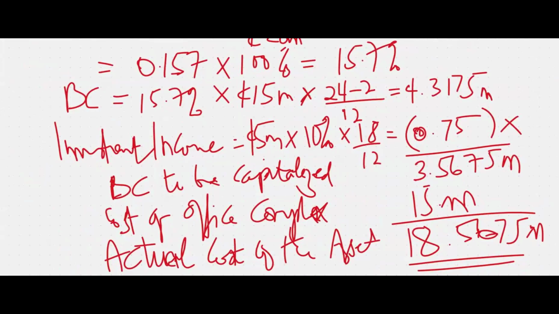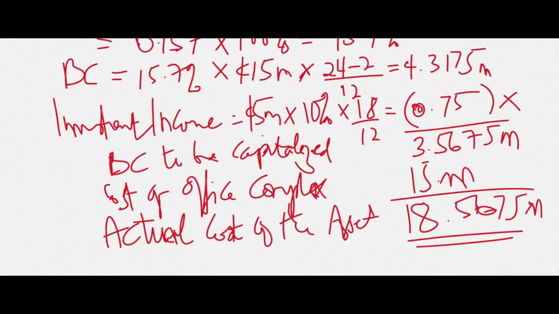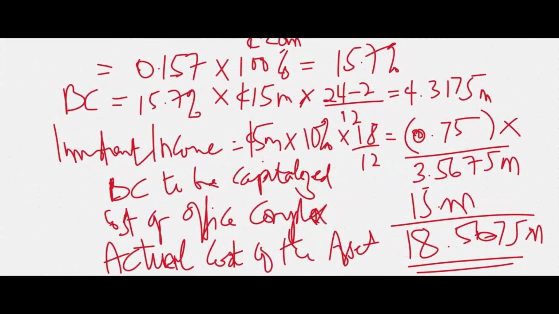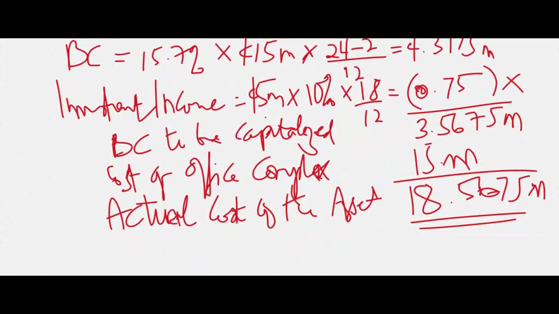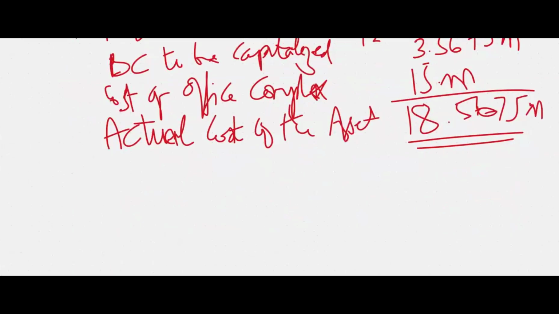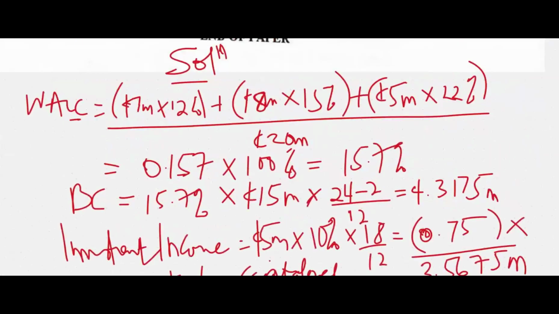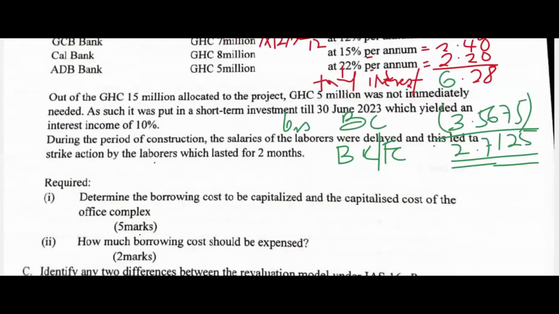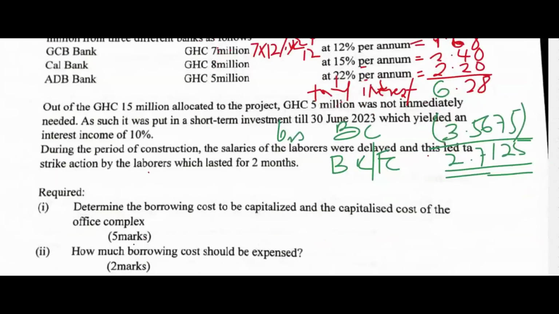Then we computed the investment income on 5 million. We took it out from the 14.3175. We got 3.5678. Then the cost, we added it to the original cost of 50 million, giving us 18.5675 million. Then you have to go and find the borrowing cost to be expensed. Just similar as the first one. Any question? We have ended the class.